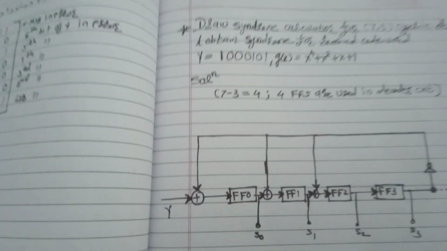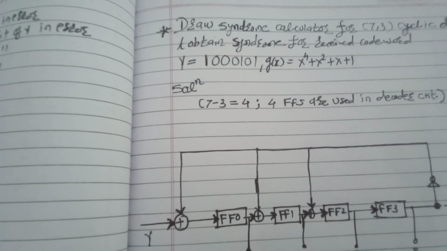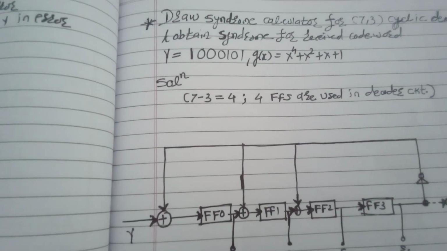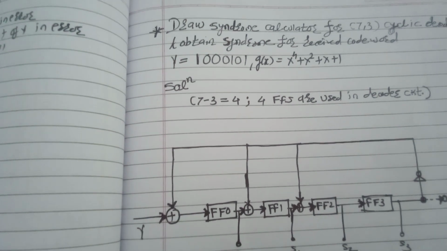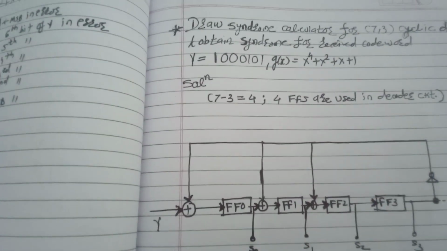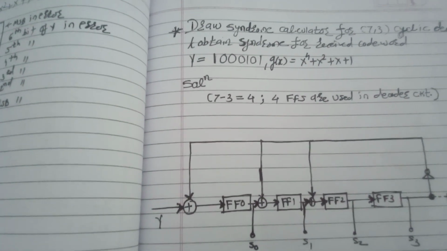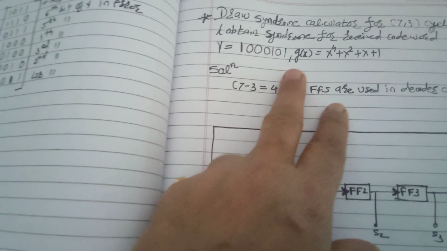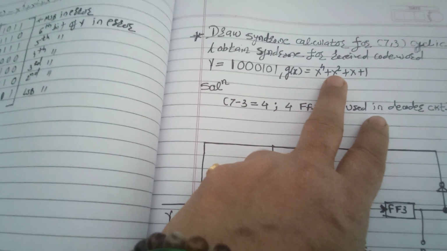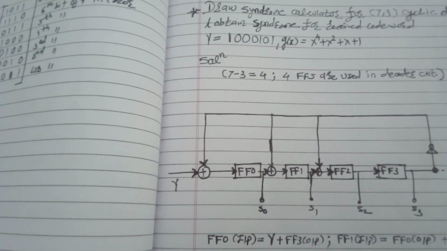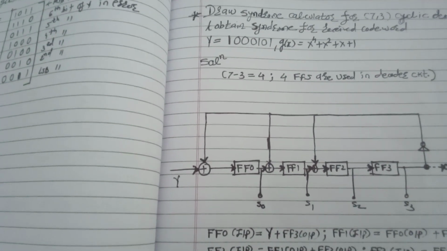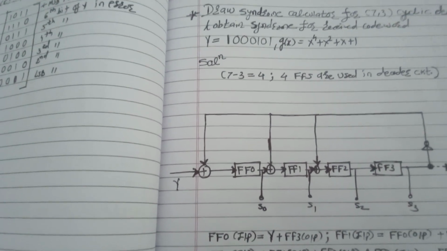So this is it for this syndrome calculator 7,3. In the next video we will again see the same syndrome decoder circuit, but with g(x) as x^4 plus x cube plus x square plus 1. And if you see all these syndrome decoder circuits, I think we have covered 3 till now.